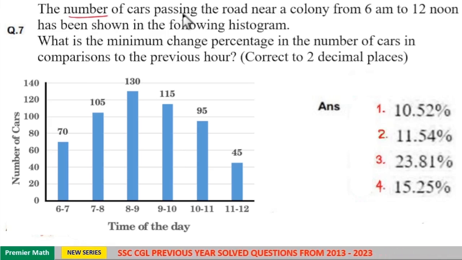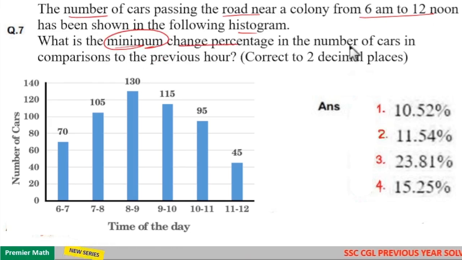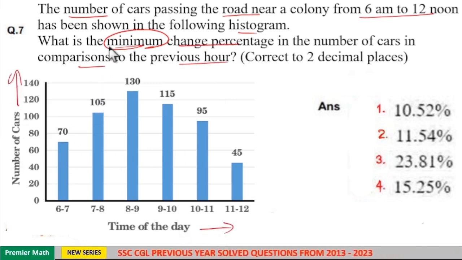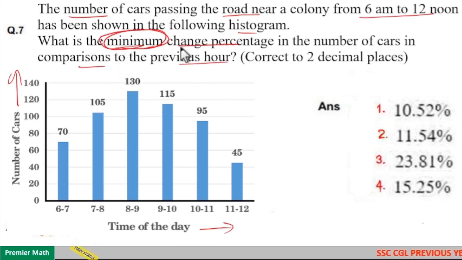The number of cars passing the road near a colony from 6 am to 12 noon has been shown in the following histogram. What is the minimum change percentage in the number of cars in comparison to the previous hour? Here the x-axis shows the time of the day and the y-axis shows the number of cars. To find the minimum change percentage, you need to take the minimum difference between two bars.